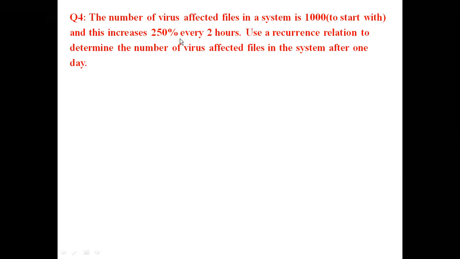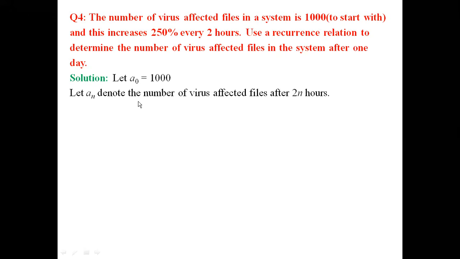So first we will write down the recurrence relation for this, and we solve that recurrence relation, which is later going to help us obtain the number of virus affected files after a day. Let us see the solution for this. Given A0 value is 1000. So initially, to start with, there are 1000 virus affected files.